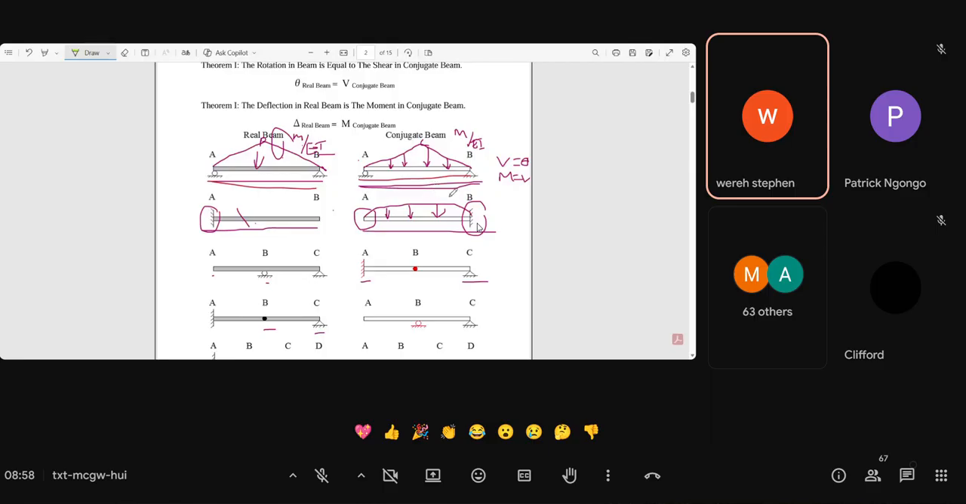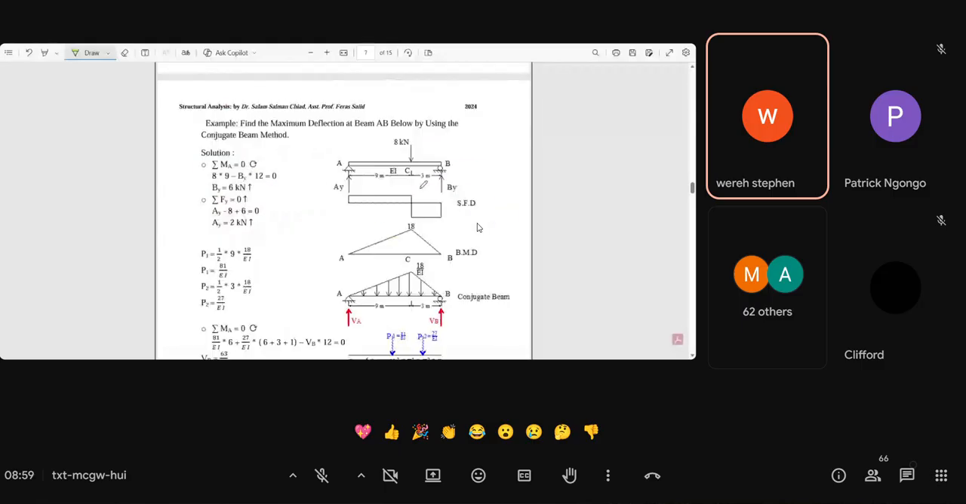Once you know how to draw the conjugate beam, you take the bending moment diagram of the real beam, you put it on the conjugate beam, then you now find the reaction, which will be the shear and also the moment. Okay, the shear will be the rotation, the moment will be the deflection. That's all.